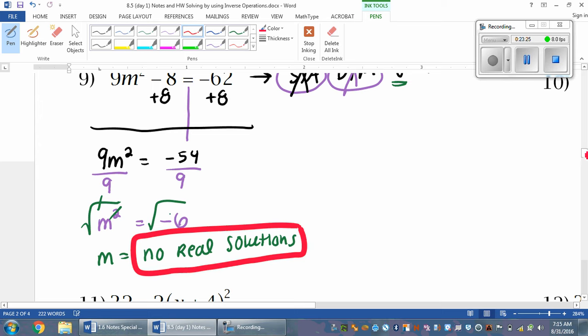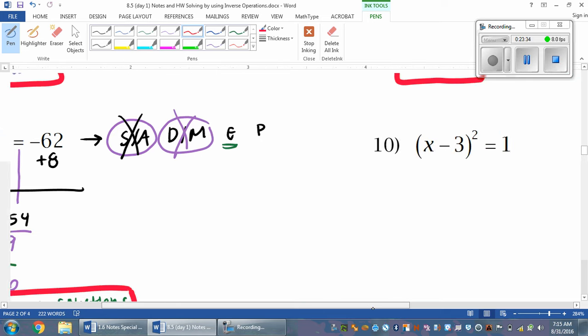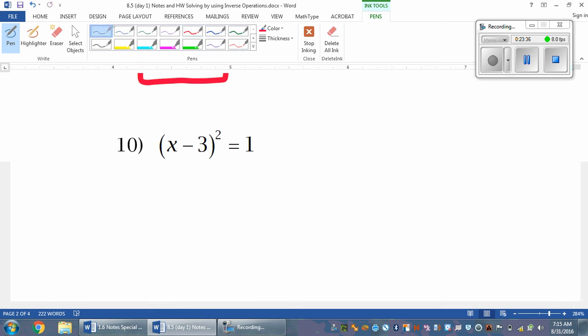Okay? If you notice, when we solved in SADMAP, we stopped at the x. Now what we're going to do is move to the parentheses. Let's look at number 10. Anytime we see parentheses squared, that is this.